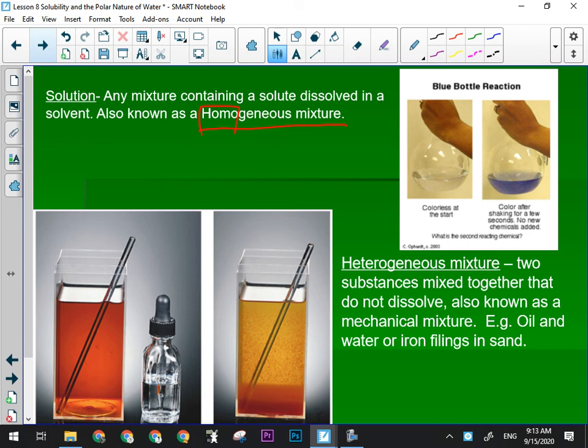Two substances mixed together that do not dissolve can also be called a mechanical mixture. Oil and water, iron filings and sand. I can mix those things together, but obviously they don't dissolve in each other. If you go to Subway and get a sandwich, they put salt and pepper in the same shaker. I don't know why, but they do. It's a mechanical mixture. I'm not making pepper dissolve in salt or vice versa.